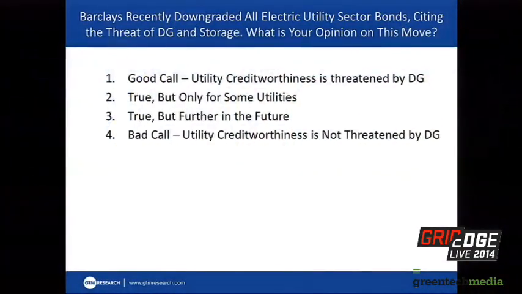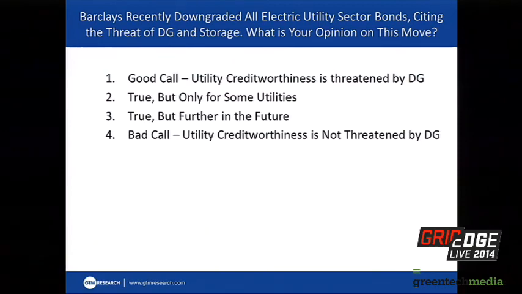So most of you in the audience probably know that Barclays' credit rating team recently made a big move that was real splashy, in which they downgraded all electric utility sector bonds in one fell swoop, citing largely the threat of distributed solar and then ultimately, over the longer term, storage as well, stating that this is an actual threat to the creditworthiness of the bonds of utilities, which is a really big move, arguably bigger than a downgrade of the stock. So what is your view on this move?